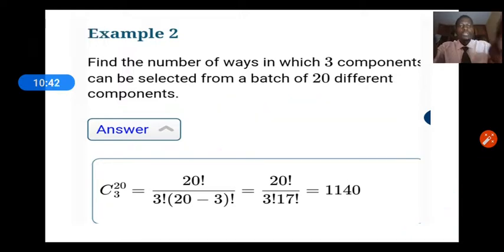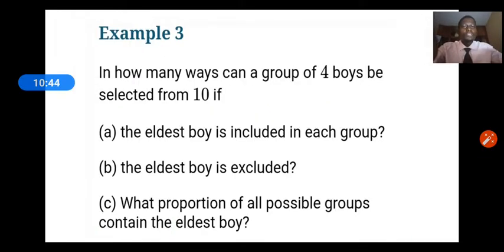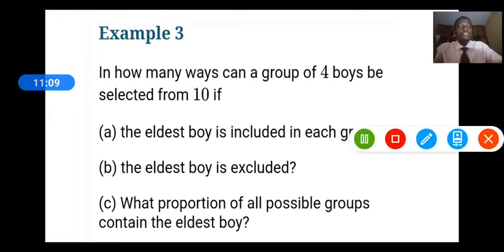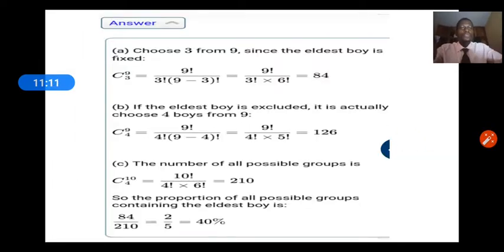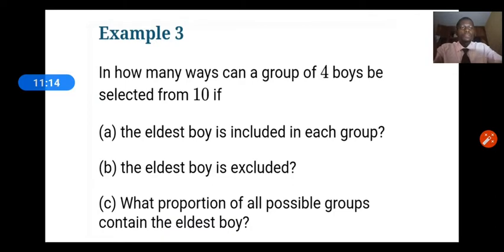Now let's quickly go to the next one. In how many ways can a group of 4 boys be selected from 10 if the eldest boy is included in each group? How many ways can a group of 4 boys be selected from 10 if the eldest boy is included in each group? Now look at this term. We're talking about selection. Good. So let's see the solution.